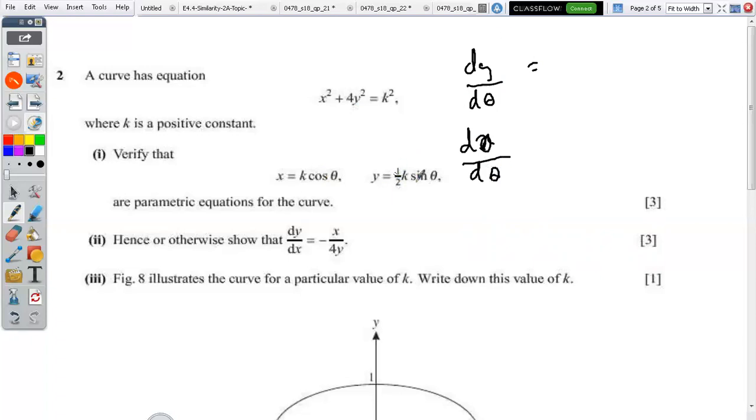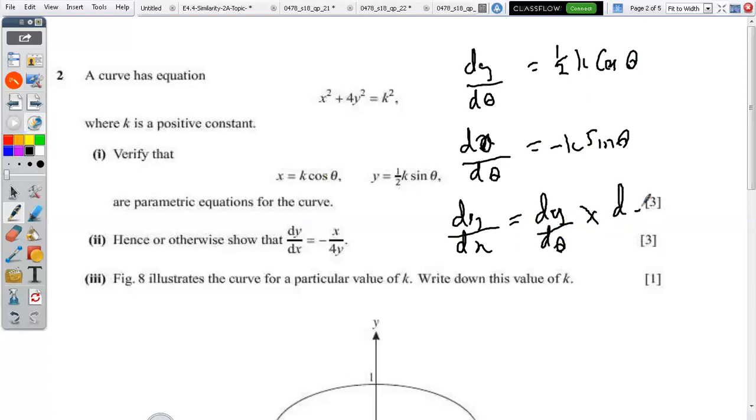Now dy over d theta: k is a constant, remember? It doesn't change. What is the derivative of sine? You said it's cos. So it's simply half k cos theta. Then dx over d theta is negative sine theta, so it's simply minus k sine theta. But we know that dy over dx will be equal to dy over d theta multiplied by the inverse of dx over d theta. So dy over d theta is half k cos theta, multiplied by the inverse, which is 1 over negative k sine theta. Oh, I left the k there. Sorry about that. So the k cancels out.